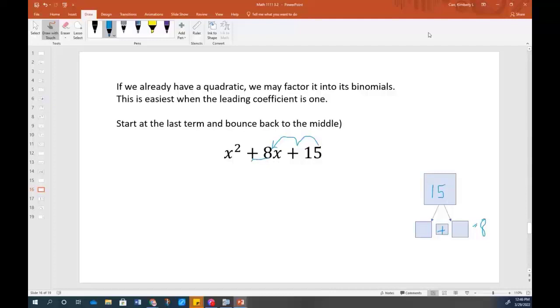Even if you didn't know immediately, it wouldn't take you very long to figure that out because you can just start to run through all the things that multiply to 15. 1 and 15, no. The next thing that goes into it is 3, and bingo. 3 times 5 is 15, 3 plus 5 is 8. If you did not have a number in front of x other than the understood 1, then you don't have to do anything else except write your factoring: x plus 3 and x plus 5.